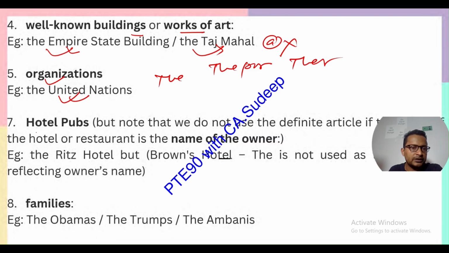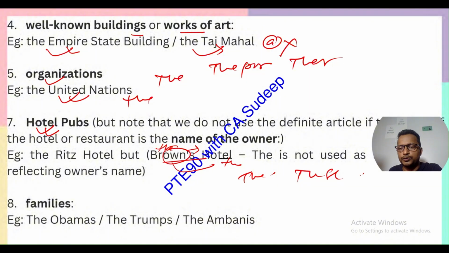And then in front of hotels or pubs, the exception is that if the hotel or pub is named after the owner, then you should not put "the". For example, Brown's Hotel, if we assume that Brown is the name of the owner. If it is named after the owner, like Brown's Hotel, we are not putting "the". If not, then you need to use "the", for example, the Taj Mahal Hotel, the Sheraton, the Novotel, the Crowne Plaza. All of these things, and also in front of families, for example, the Obamas, the Trumps, the Ambanis, the Guptas, all of these in front of families.